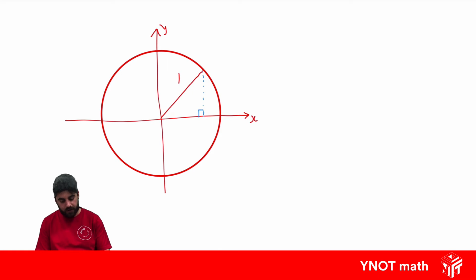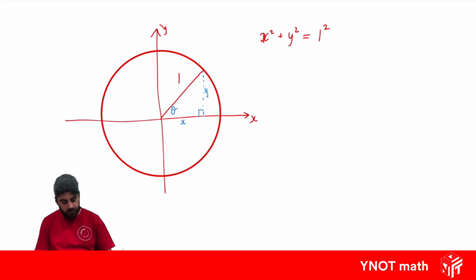And we're going to call this angle theta. We'll call this distance x and this distance y. And let's write some things down. We know using Pythagoras that x squared plus y squared is going to equal 1 squared using our right angle triangle.